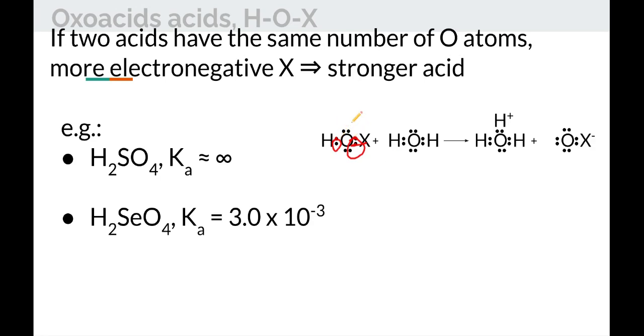And so that makes it a better deal for this hydrogen to leave and go attach to water and make hydronium. So it's sort of a chain reaction kind of a thing. This electron pair gets pulled towards X, and that causes oxygen to pull that electron pair away from hydrogen. And then hydrogen's like, I'm not getting enough electron share, I'm going to move.